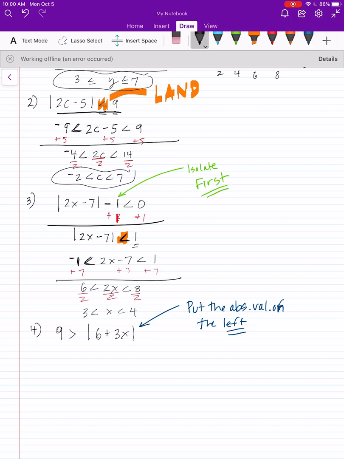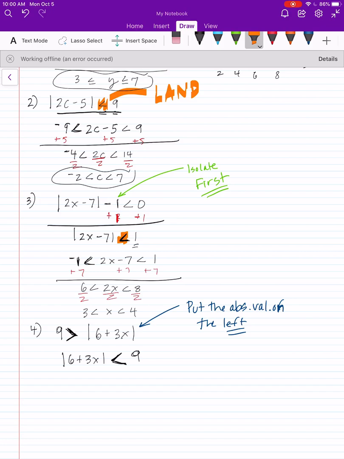So I'm going to flip-flop this, and I'm going to say absolute value of 6 plus 3x. Now, again, the 9 is the bigger number. Less than is kind of going here. So make sure that when you flip-flop it, you keep the sign pointing to the greater one, or eating the greater one, however you want.